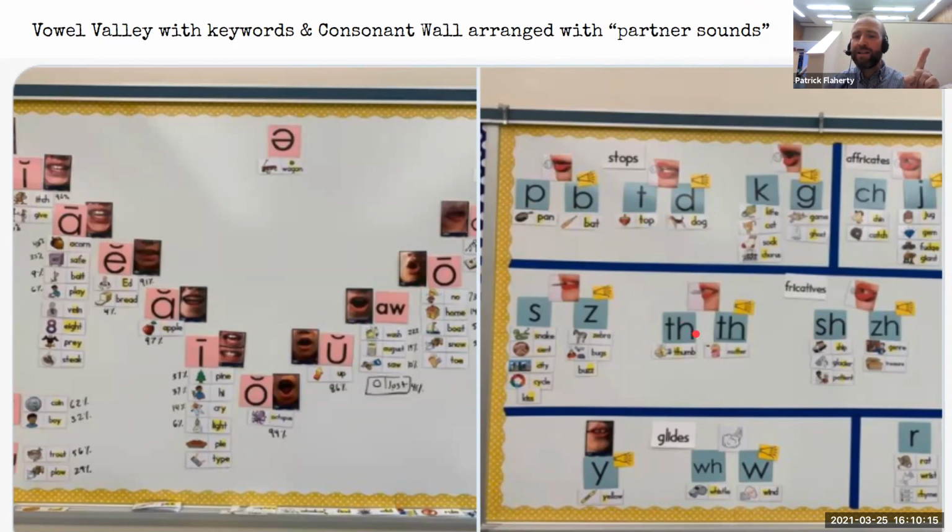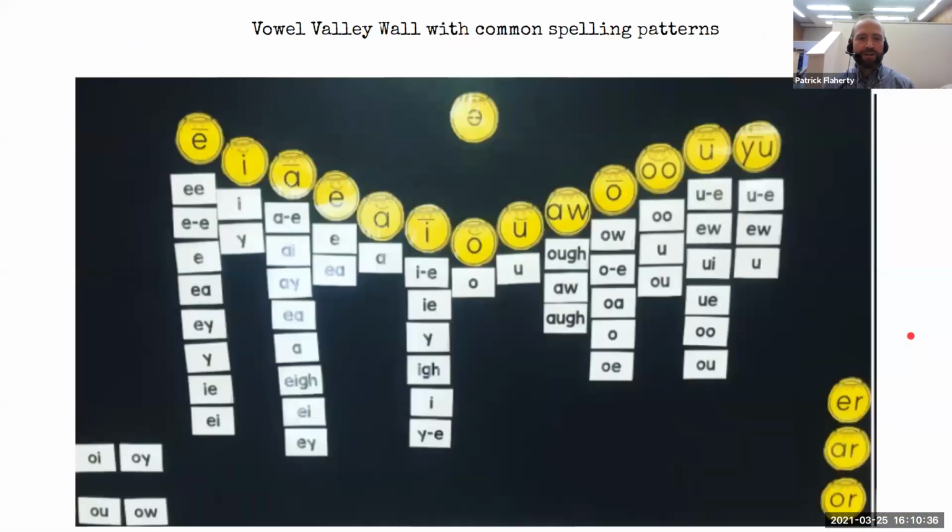And how TH really has two different sounds. Thumb, and then you turn on your voice, because you can feel it in your throat, like feather. So that's a really cool thing to work on with kids. Same thing with SH. You can say sh or sh. They're partner sounds here, right? Okay. And here's another example of the Vowel Valley. And these are all based on spellings.